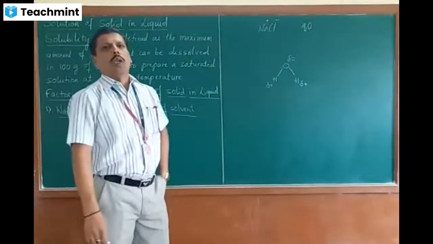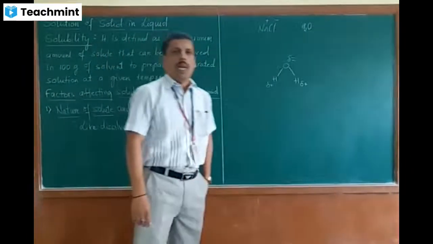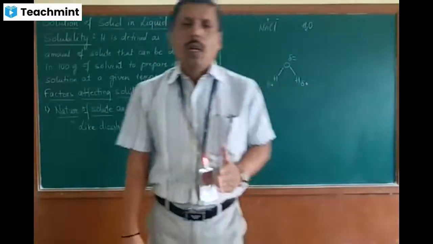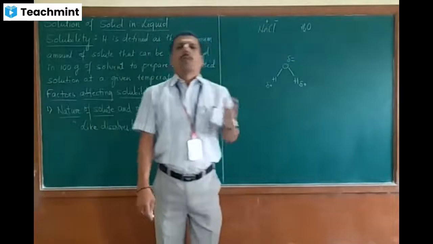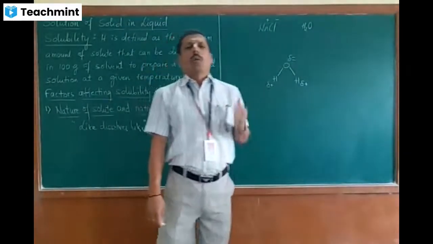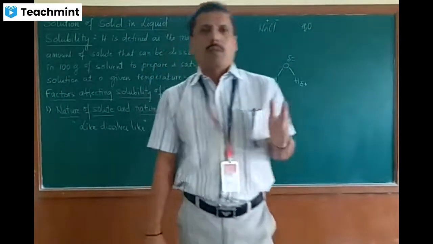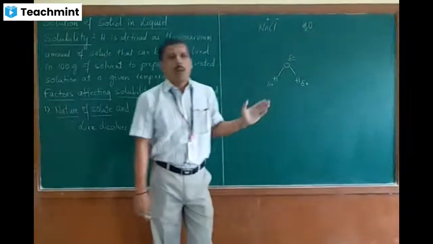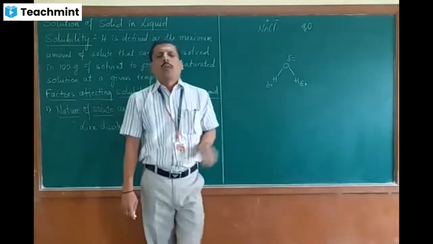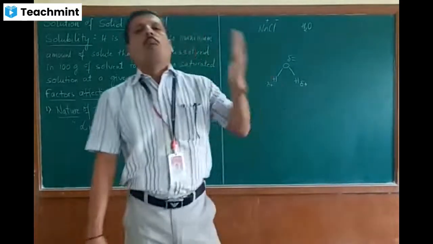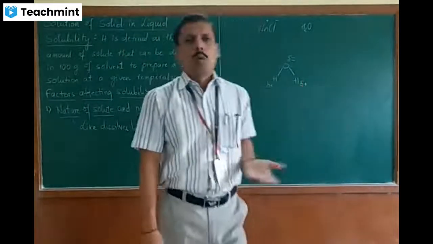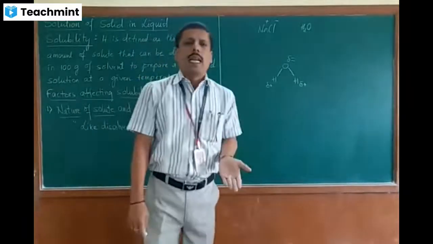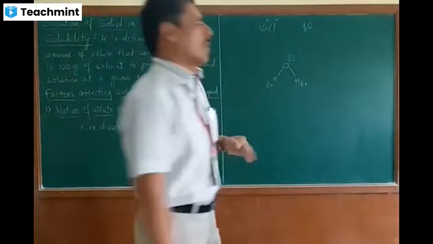So the molecule is a polar molecule and the solvent is a polar solvent. So polar solutes are soluble in polar solvents. Example: sodium chloride, a polar or ionic compound, is soluble in the polar solvent water. Now, non-polar solutes are soluble in non-polar solvents.